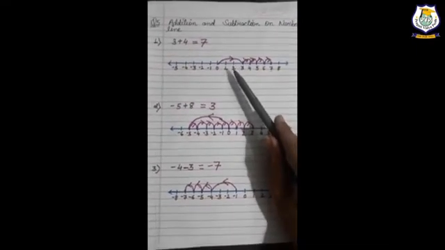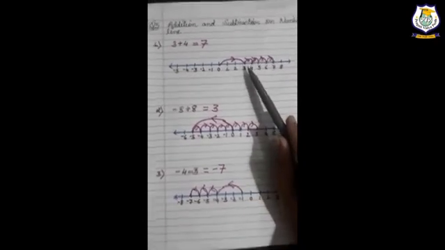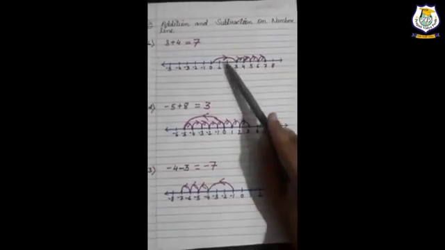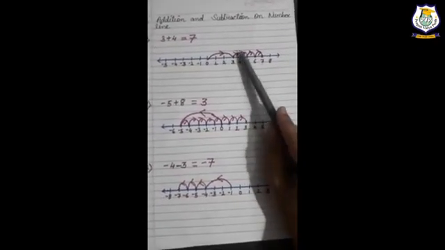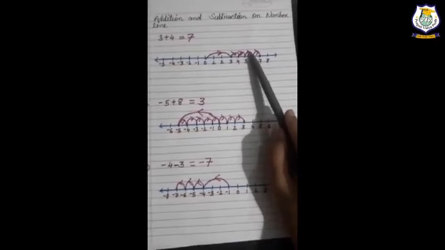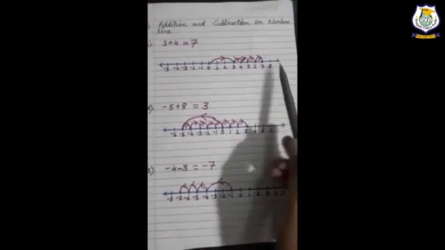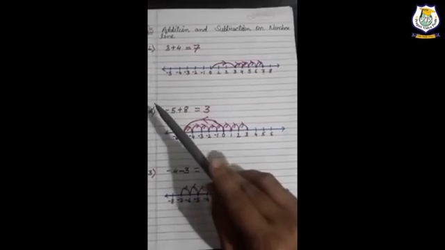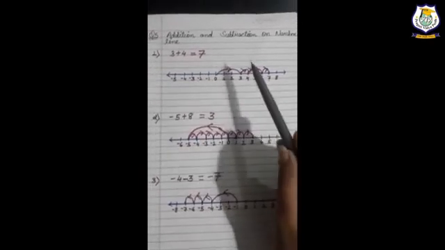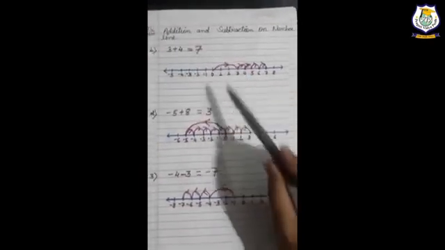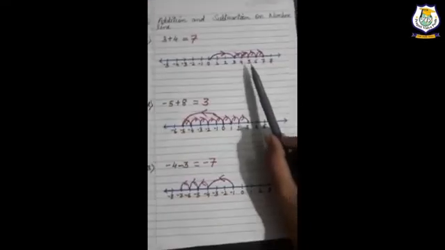Remember this thing: whenever you are moving, you will have to put an arrow. We are moving from left to right, so I have put the arrow like this. Whenever we move, we also put arrows for identification of which side we are moving.